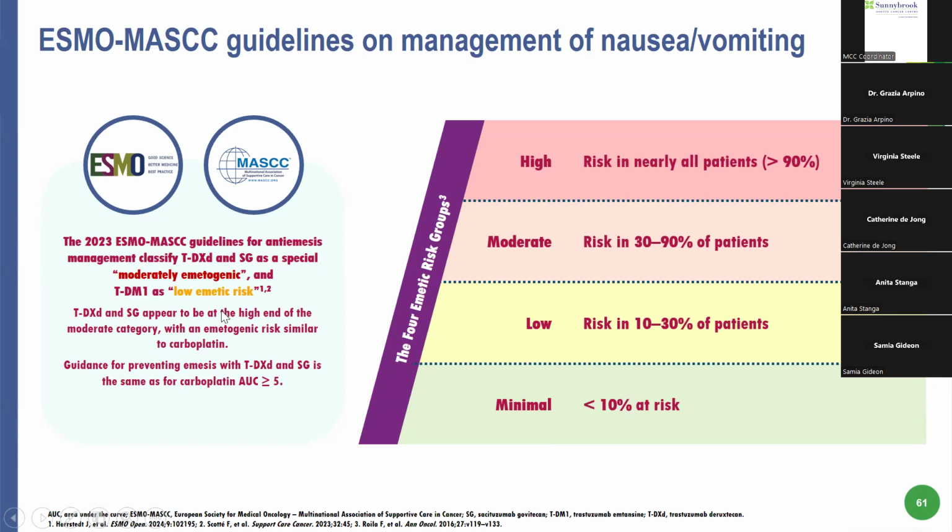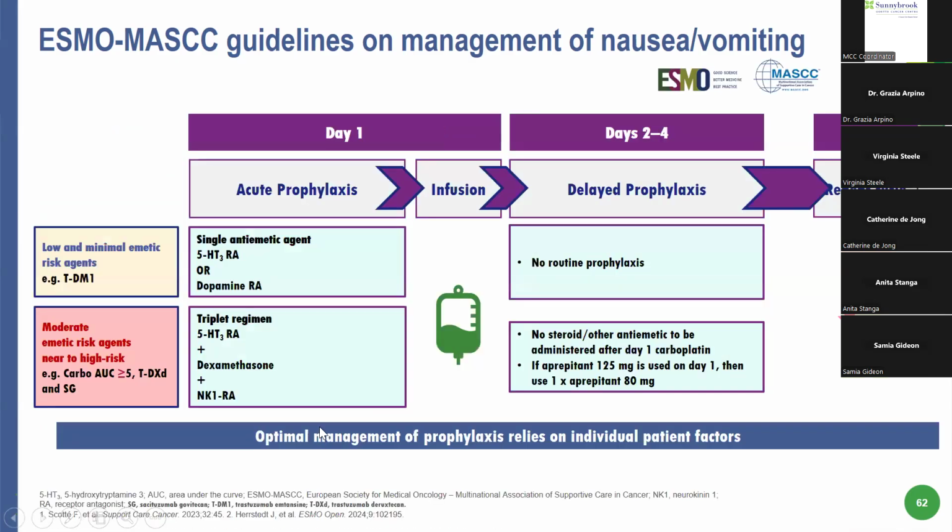However, they do equate these drugs to carboplatin therapy with AUC of 5 or more. In this setting, the triplet, so the NK1 inhibitor, the 5-HT3 receptor antagonist, and dexamethasone, is advised. So basically, it is considered on the high end of the moderately emetogenic drugs, and we should consider it that way.